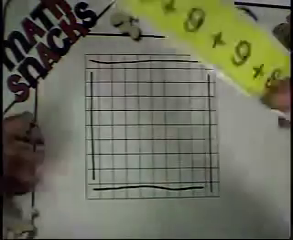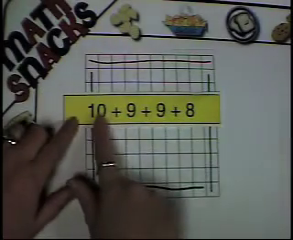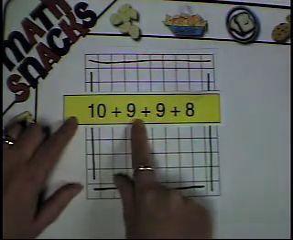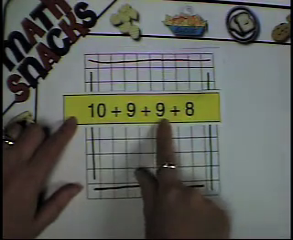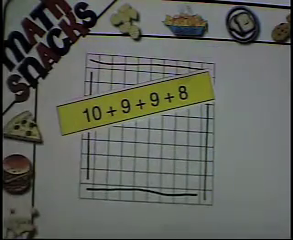10 plus 9 plus 9 plus 8. A whole other way to find the number of border squares. And does it work? 10 plus 9 is 19. Plus 9 more is 28. Plus 8 is 36. It works. It's perfect so far.